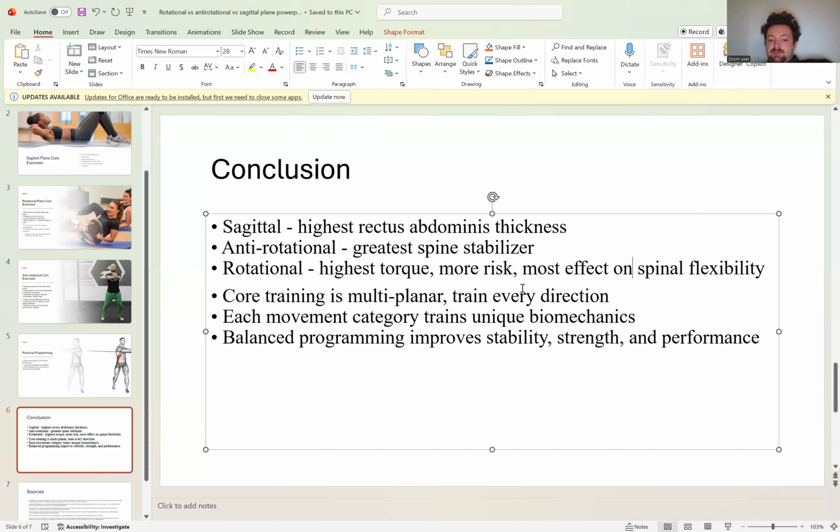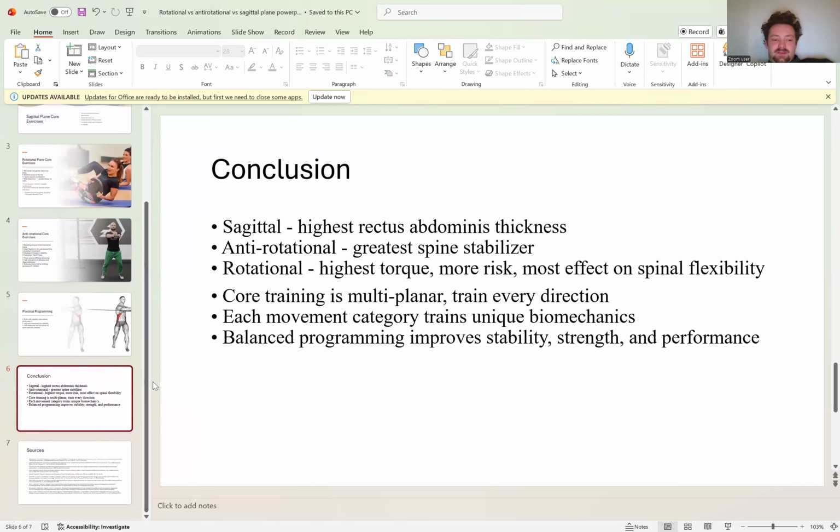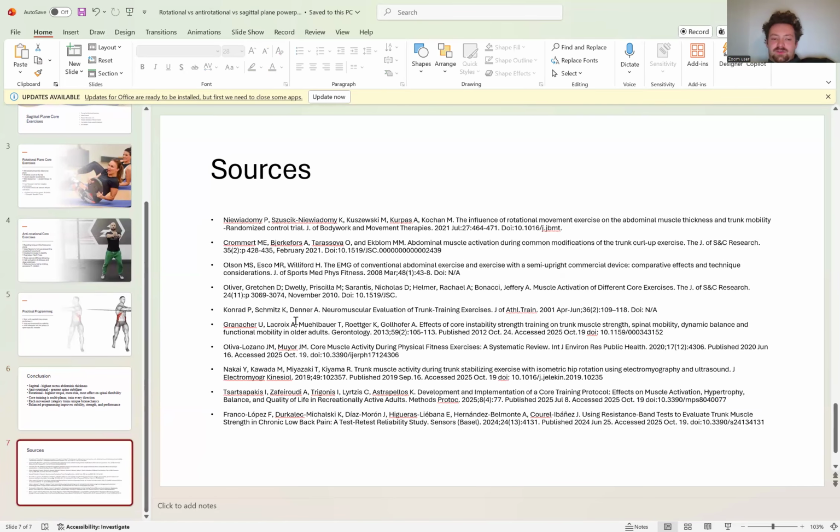So obviously, balanced programming improves stability, strength, and performance. A well-rounded athlete of any caliber, any level, any sport, they should do all of these movements, because without a strong core, everything else falls apart, right? That's why it's the core. But anyways, here are my 10 sources that I used.